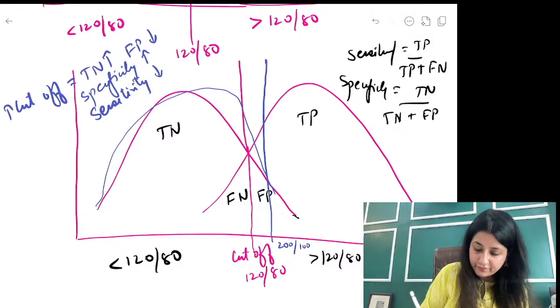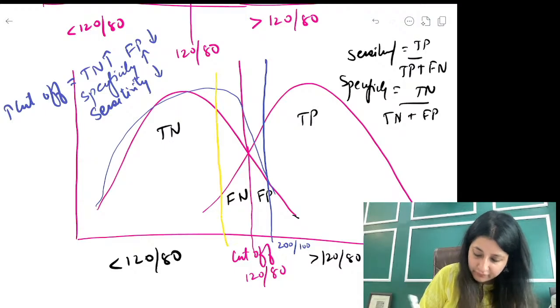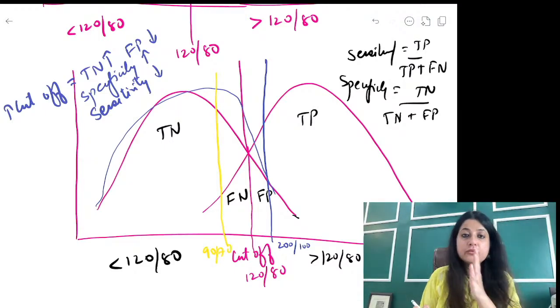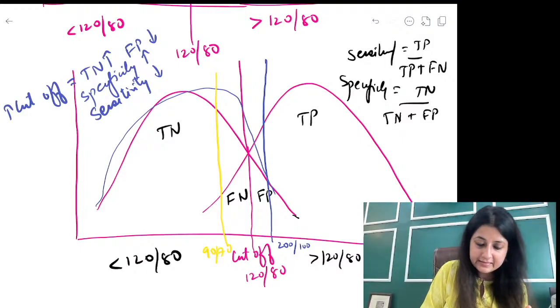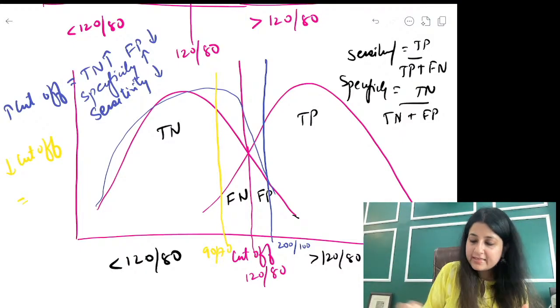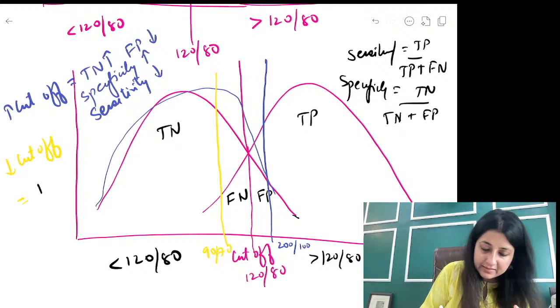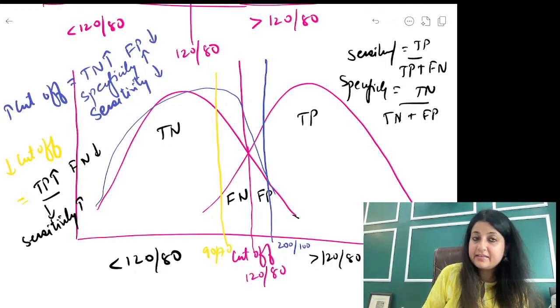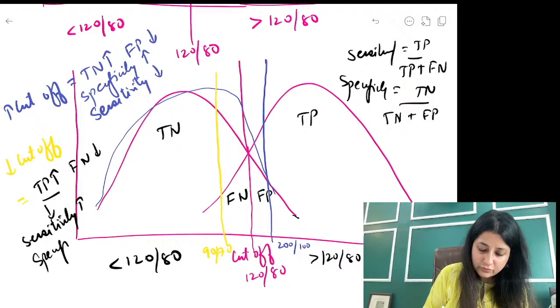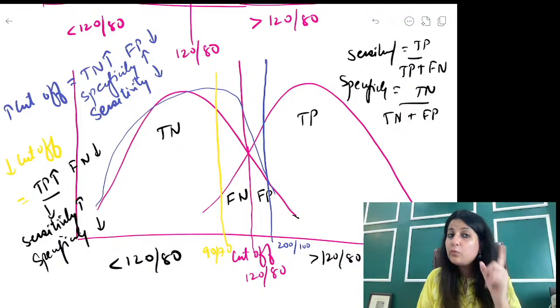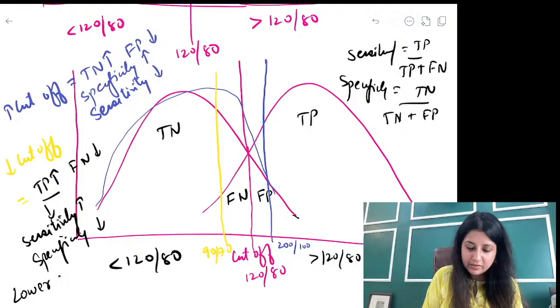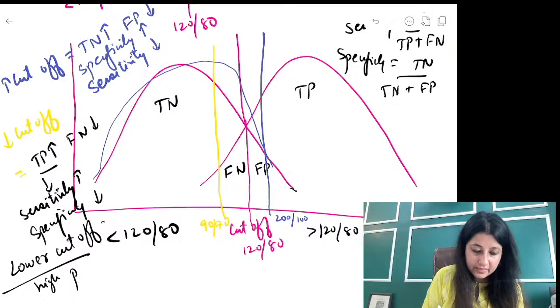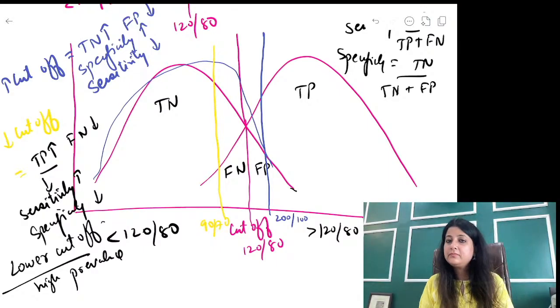But if I lower the cutoff, say I make the cutoff 90/70, the right hand side increases. If the cutoff is lowered, what is increasing? The right hand side. That means TP increases and FN decreases. If TP increases, sensitivity increases, which automatically means specificity decreases. And when do we keep a lower cutoff, guys? We keep a lower cutoff when we have high prevalence. You keep a lower cutoff when prevalence is high. Got it?